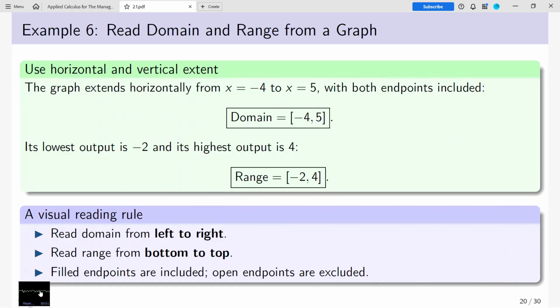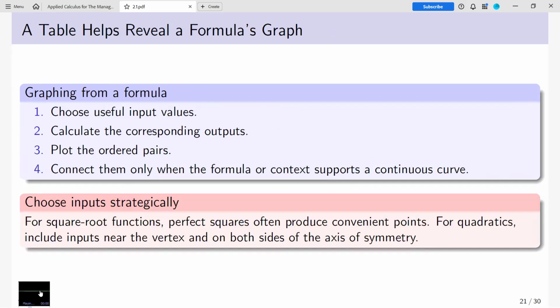Read the domain from left to right and the range from bottom to top. The graph begins at x equals -4 and ends at 5. Its lowest height is -2 and its highest is 4. A table of values can help reveal a graph. Choose useful inputs, compute their outputs, and plot the resulting points. Good input choices reduce arithmetic and reveal important features.